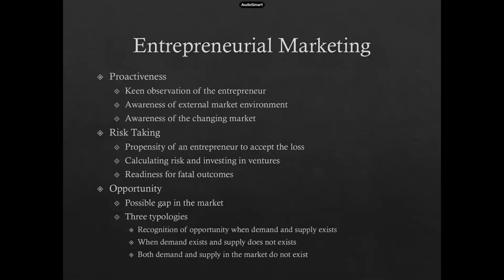Now, you being an entrepreneur, you must understand the three different topologies which come into the category of opportunity. One is the recognition of opportunity when the demand and supply already exist. When we talk about this first category, this topology, you have plenty of supply and plenty of demand, right? So the things are not that difficult. It's easy to maneuver around, right?